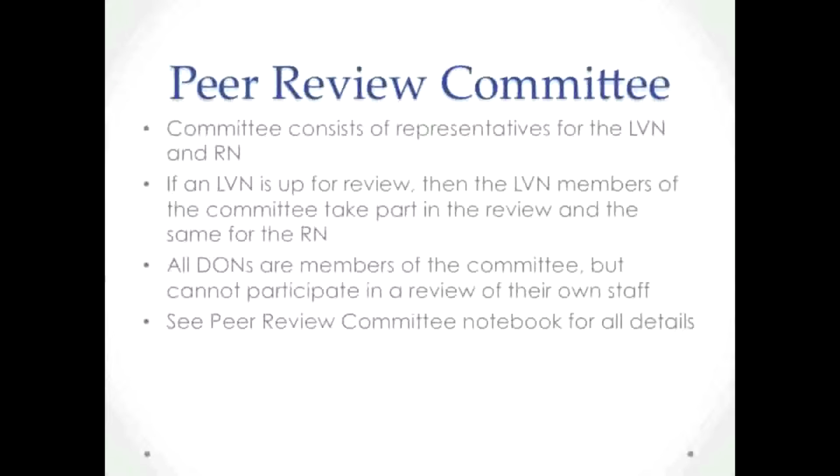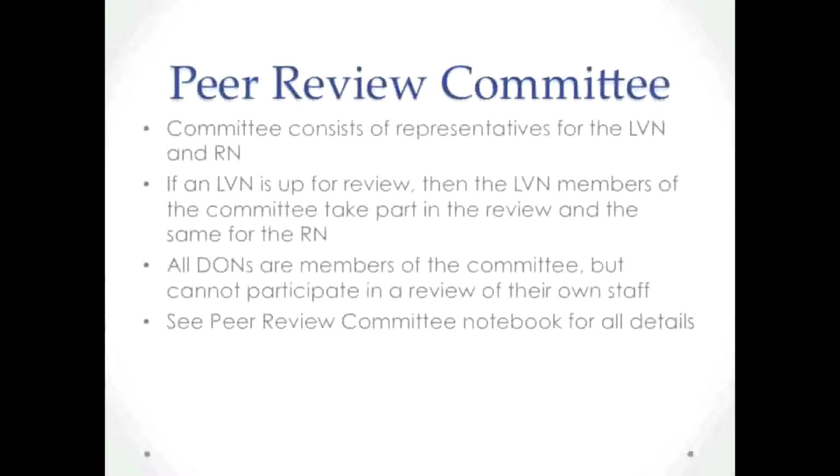On the peer review committee, it consists of representatives for the LVN and the RN. This committee, if you are required or asked to be on the committee, it is confidential. Any information that is shared, any testimony that is given during a judgment, you are not to repeat that information or share that information with anyone outside of that meeting.